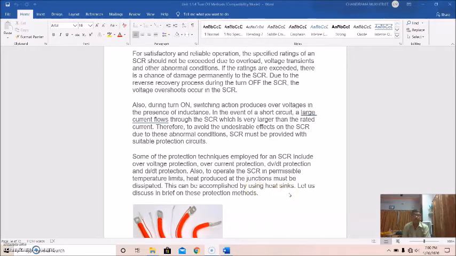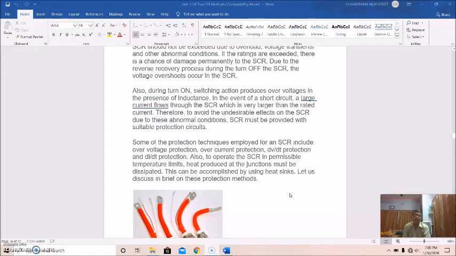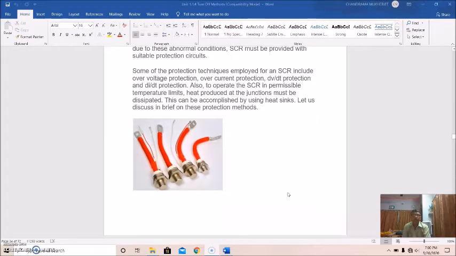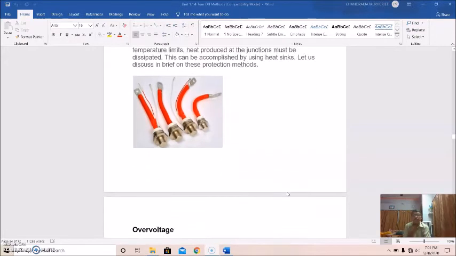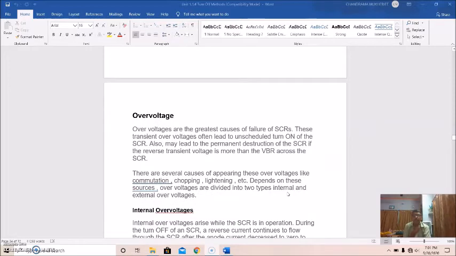Also, to operate the SCR within permissible temperature limits, the heat produced at the junctions must be dissipated, and this can be accomplished by using heat sinks. A heat sink can be used for dissipating the heat generated at the junctions. So now we will discuss in short the different protection methods. First of all, we talk about overvoltage.